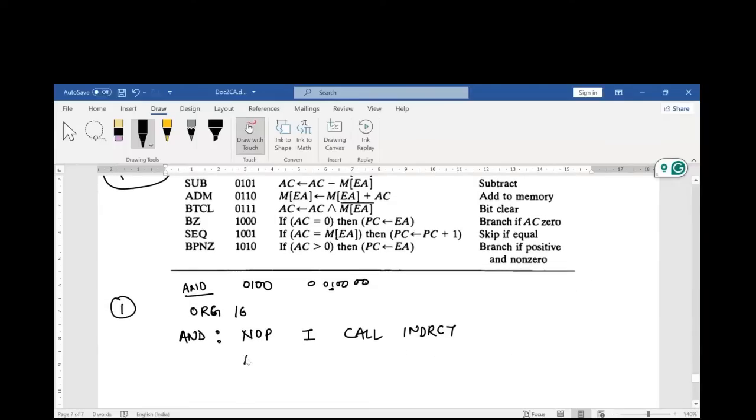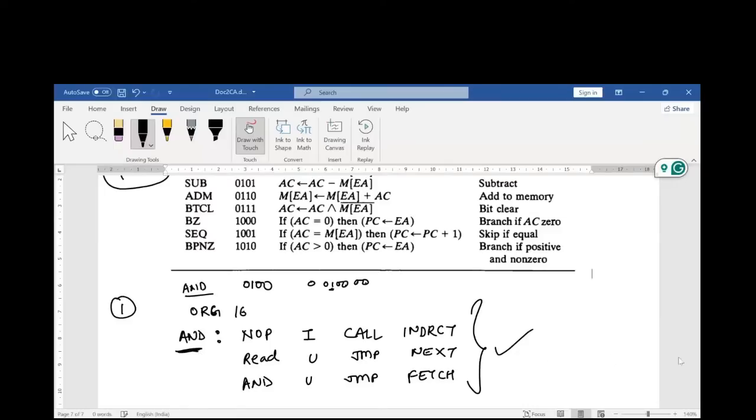What would be the next step? Read. What is read? M of AR to DR. You jump next. Once you have your operand in DR, simply use the AND micro operation. This one is the same as your add. So your AND micro operation, you jump fetch. So the first one is done. It was easy, similar to your add. Then now let us see the next one.